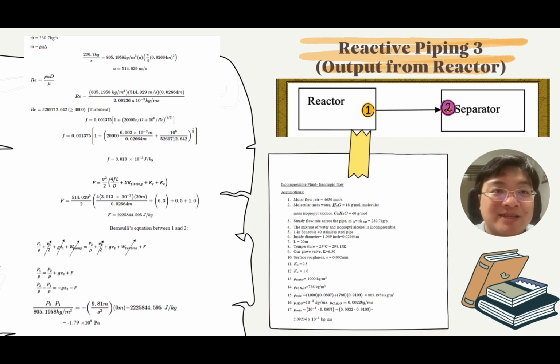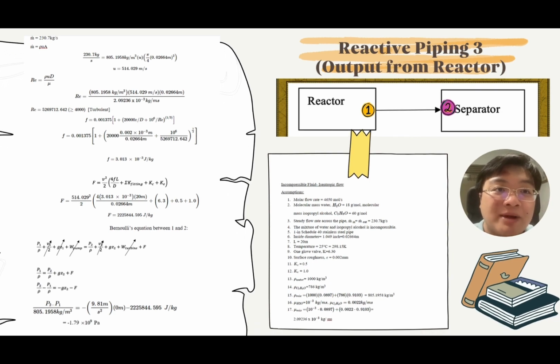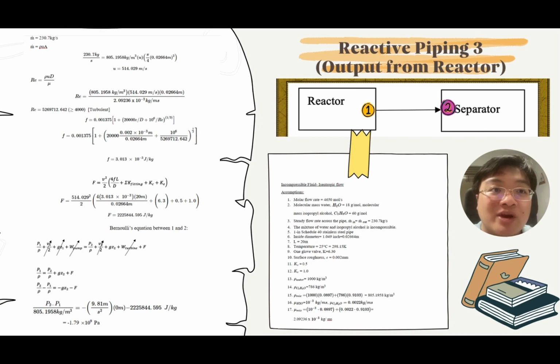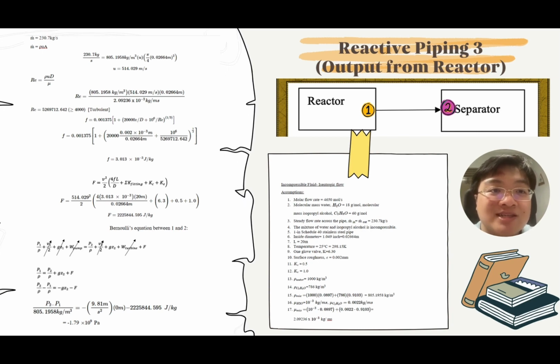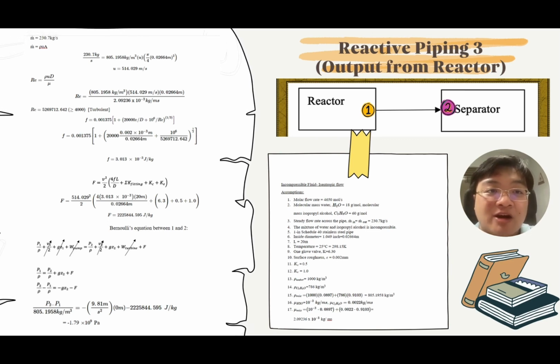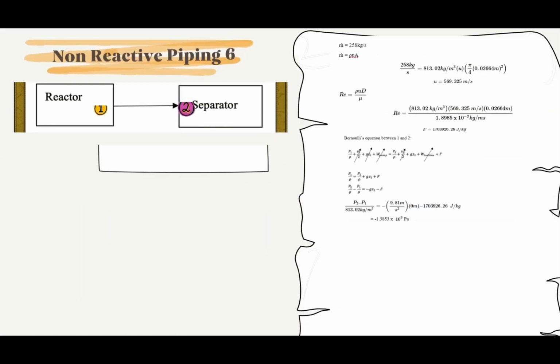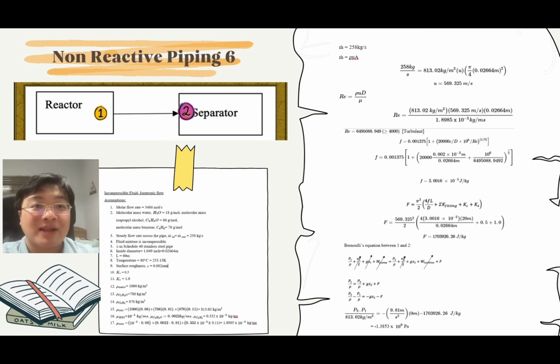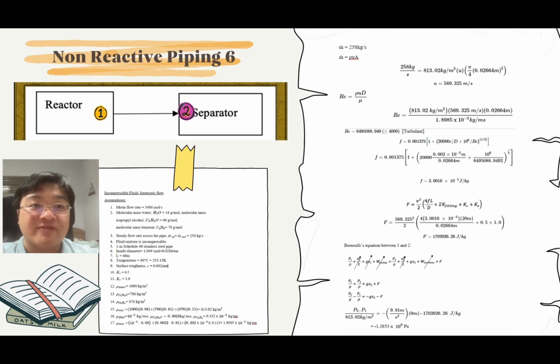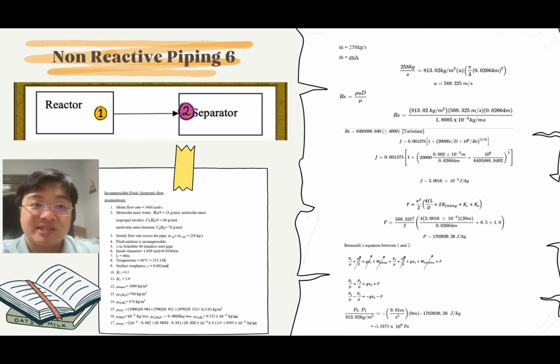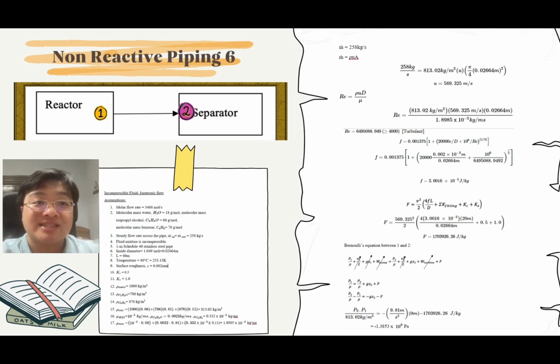So for our reactive system, piping number 3, we need to take note that it is not a single component. It is a mixture of water and isopropyl alcohol. So when calculating the density and viscosity, we need to take that into account, which is to multiply the mass fraction with the original viscosity or density to get the new viscosity or density. So when it comes to the non-reactive system, the complexity even increases because we have 3 components in one mixture, which is water, isopropyl alcohol, and benzene. We can still apply the same method to get the pressure drop.